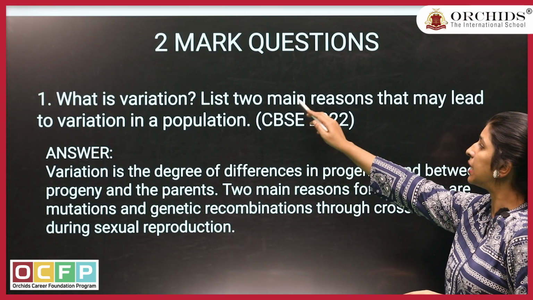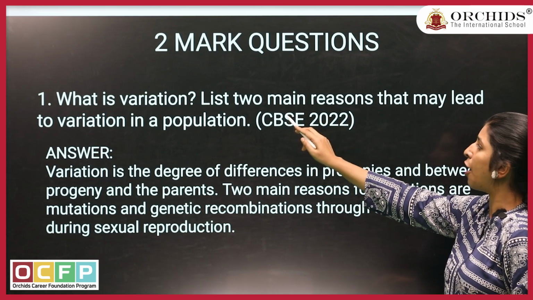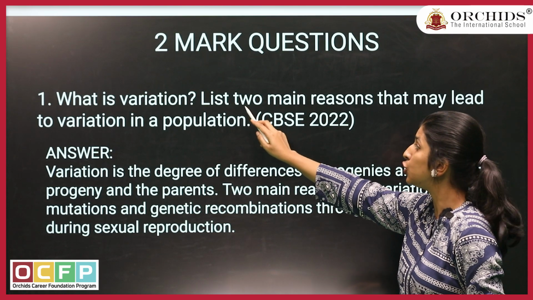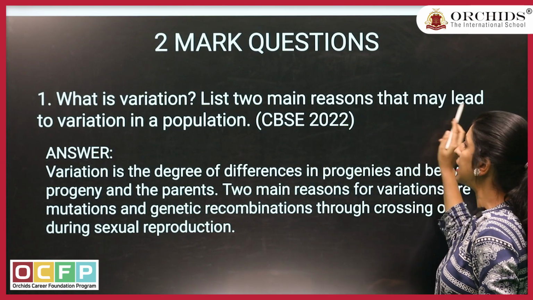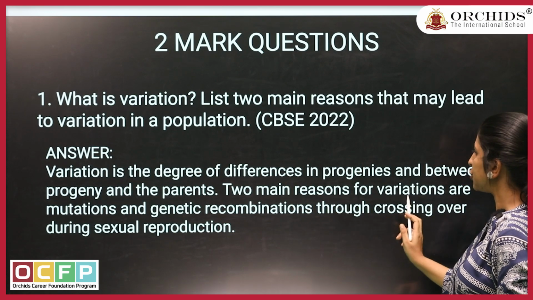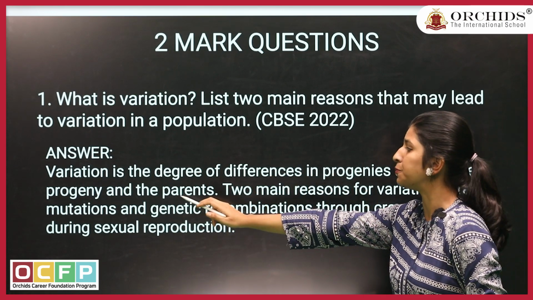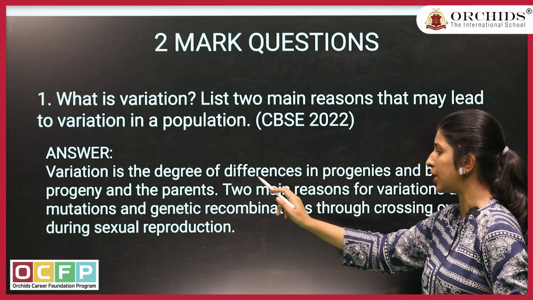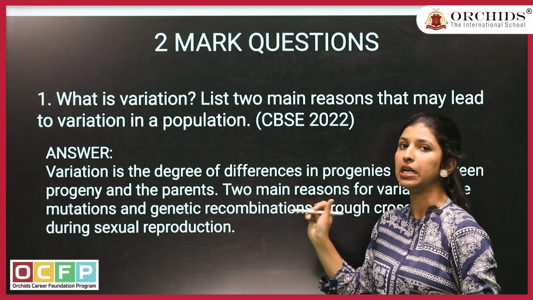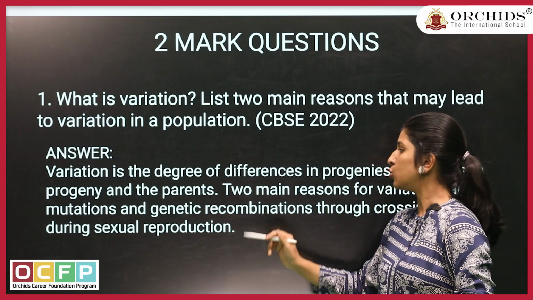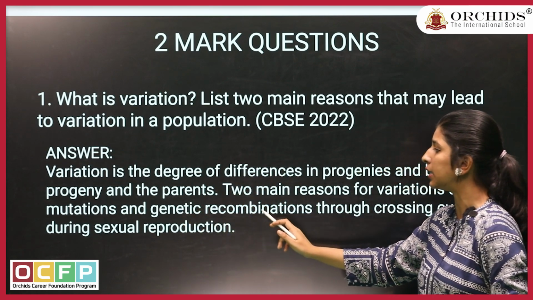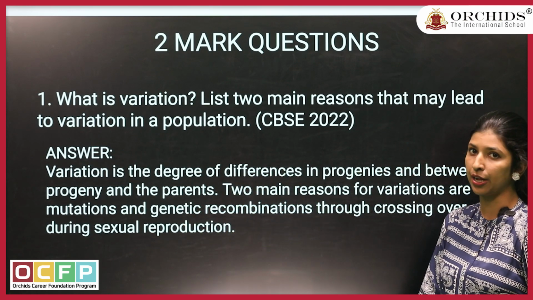Next, the second part of the question: we have to list down the main reasons. They have given us the number, 2 main reasons that may lead to the variation in a population. The 2 main reasons for variations are, first, mutation, and then genetic combinations through crossing over that happens during the meiosis of sexual reproduction. So we have 2 main reasons: one is mutations and the other is genetic recombinations.